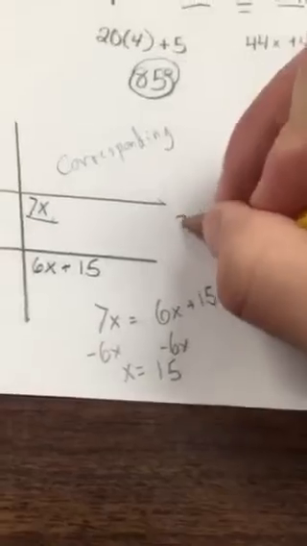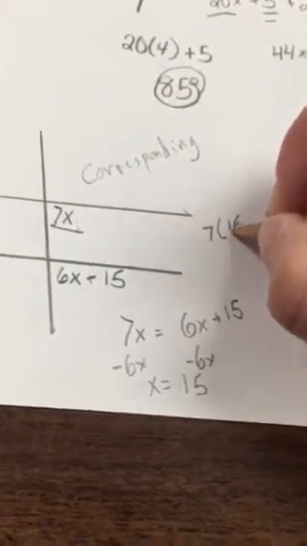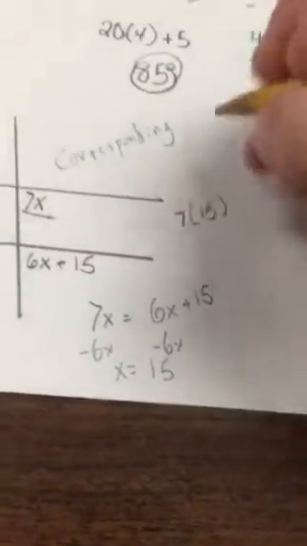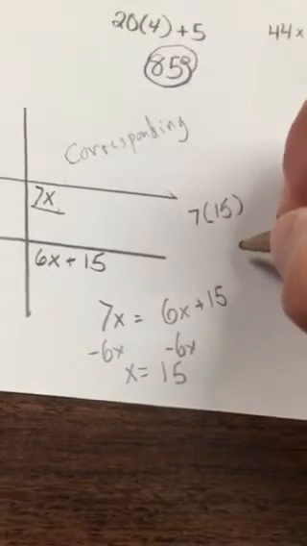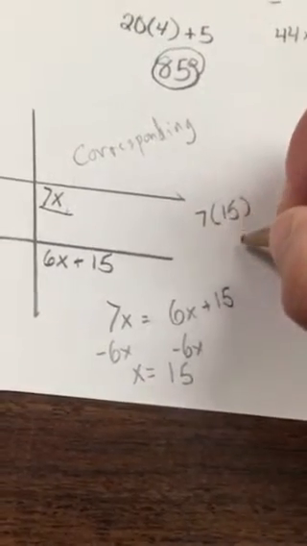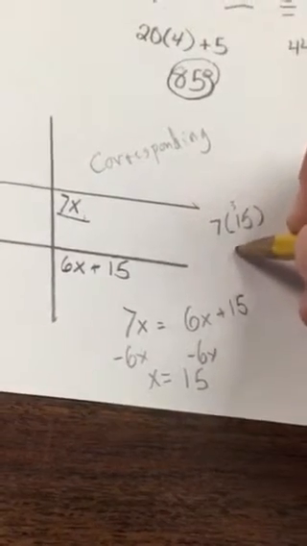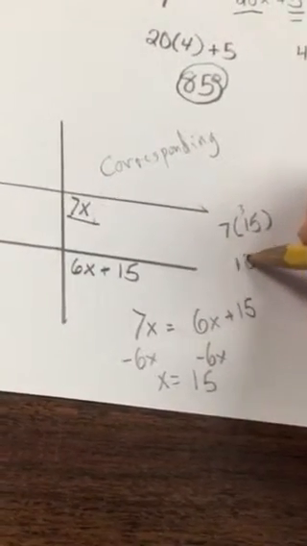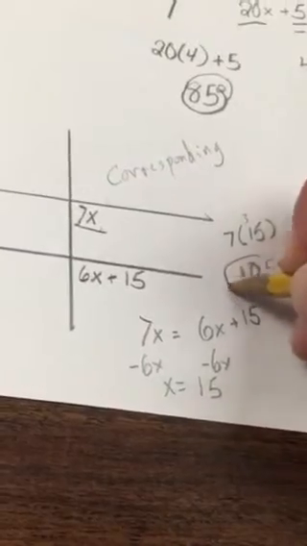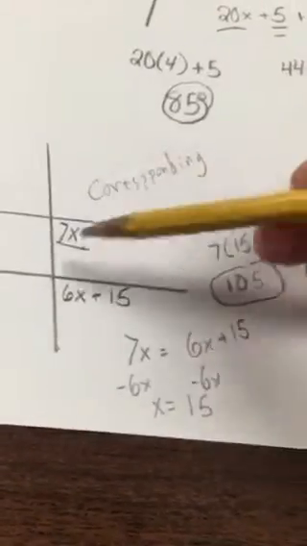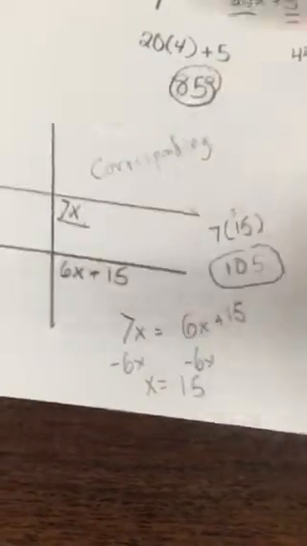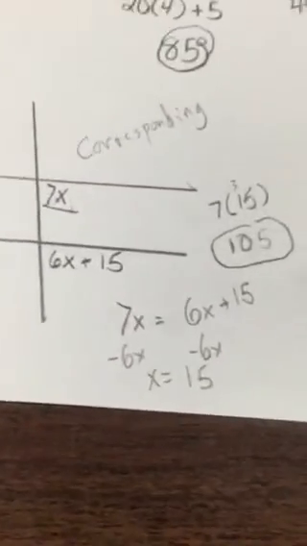All right, but we want to know the measure of this angle. So we take that 15, plug it in for x. So 7 times 15. I'm going to have to do some, let's see, 7 times 5 is 35. All right, I'm going to go with 105 on this one. So the measure of that missing angle there is 105, and it doesn't really match up, but that's the best example I had for you right now.